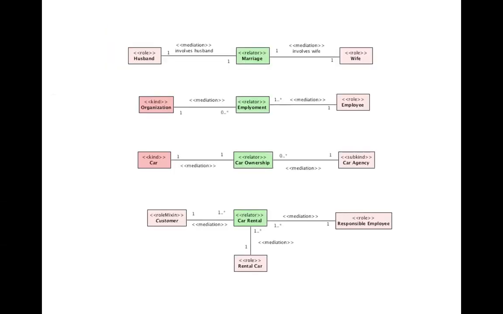The relations which exist in this domain are these 4 relations: marriages, employments, car ownerships, and car rentals. And these are established between this kind of entity. So a car ownership is a relation between a car agency and a car. A car rental is a relation between a customer, a responsible employee, and a rental car. And then we look, what are these roles? Who can play these roles?